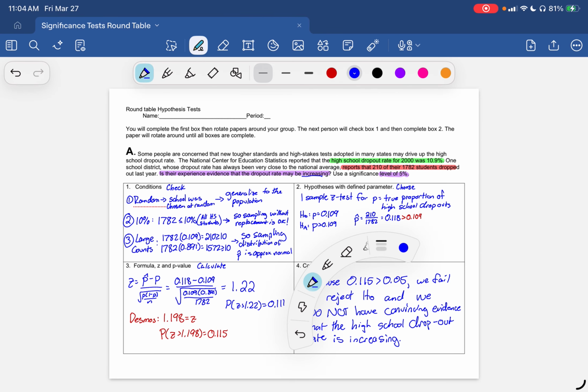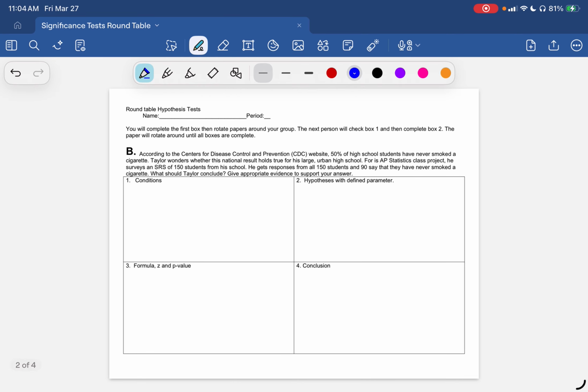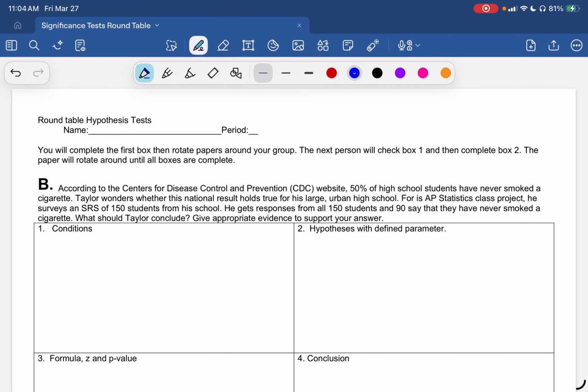Okay, so I'm going to quickly go through the hypotheses for the second two questions. I'm not going to do the checks. The checks do pass. You need to do them. But I'm going to do the hypotheses and the formula and show you how to use this on Desmos.